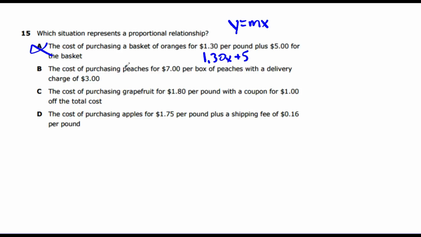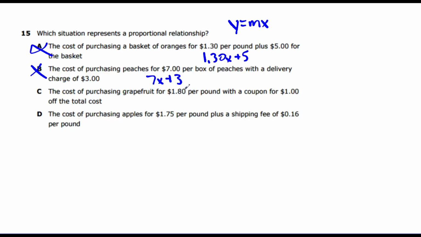Let's try again. So B, the cost of purchasing peaches is $7 per box, and the delivery charge is $3. Okay, so $7 per box, right? $7 for each box times the number of boxes. But again, it says plus a delivery charge of 3. So that can't be right. Remember, we don't want anything at the end.